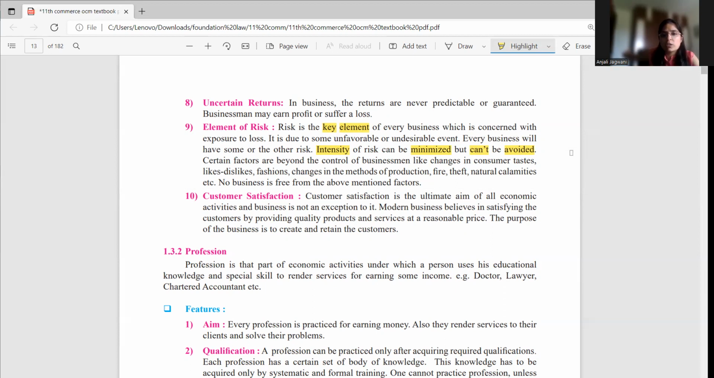Certain factors are beyond the control of a businessman, like changes in consumer tastes, likes, dislikes, passions, changes in the methods of production, fire, theft, natural calamities, etc.